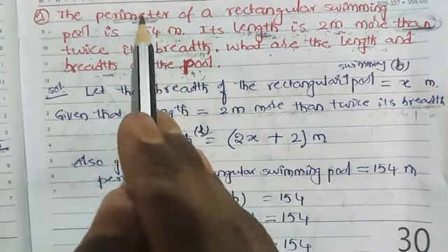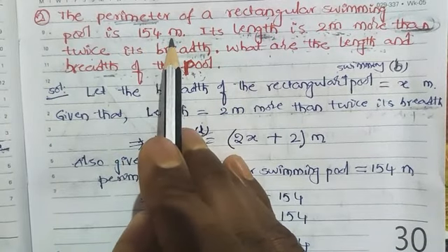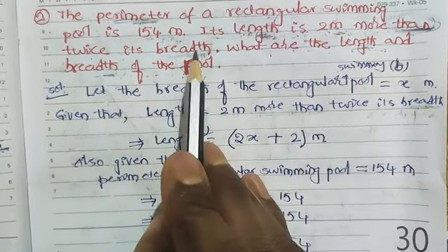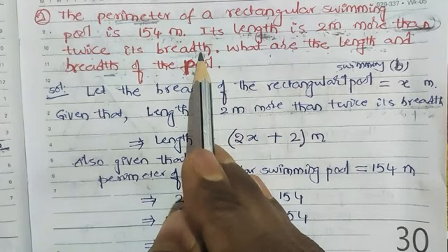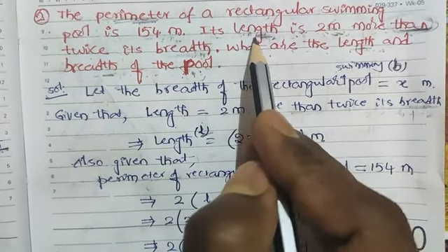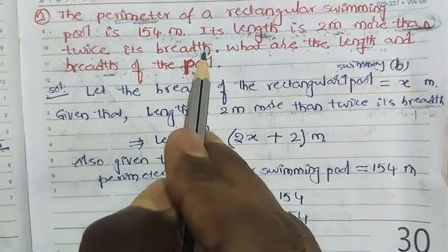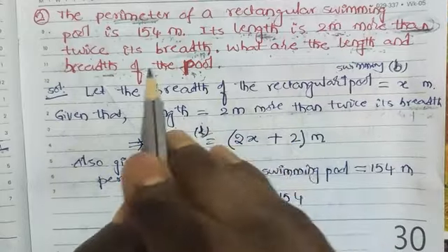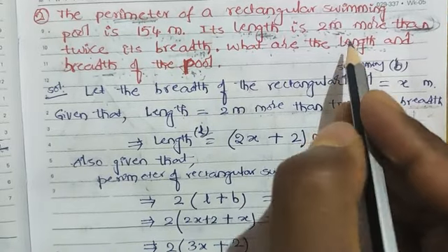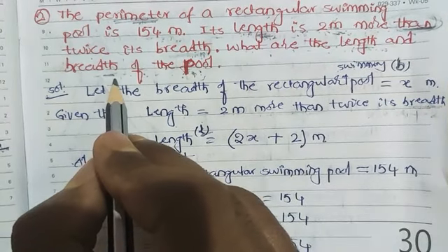Here, the swimming pool is in the shape of a rectangle and its perimeter is given as 154 meter. Length is 2 meter more than twice its breadth. No length or breadth is given, that is what they are asking us to find out. But the relationship between length and breadth is given. Now here two quantities we have to find out. As per our chapter, one quantity we can take as x, but one doubt is there, which one is to be taken as x.